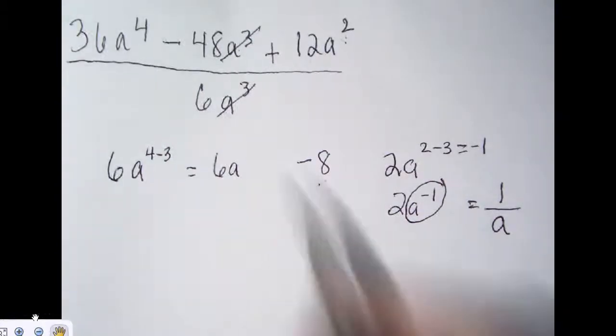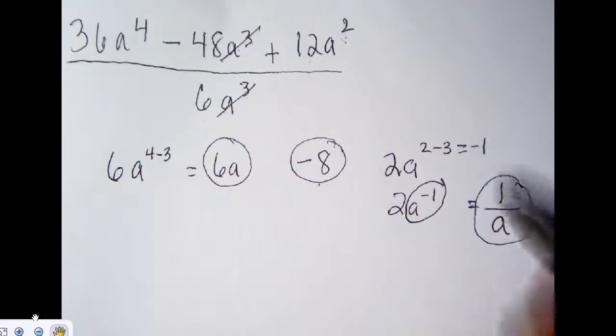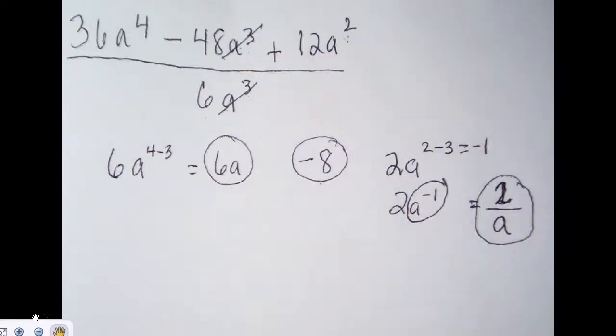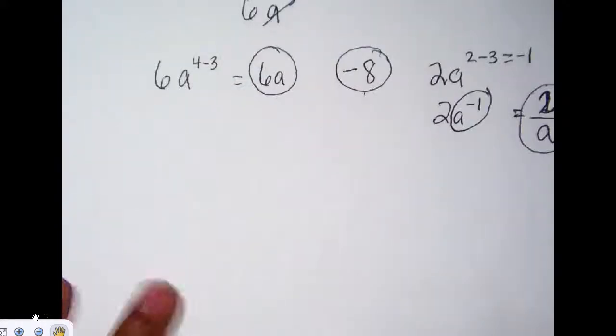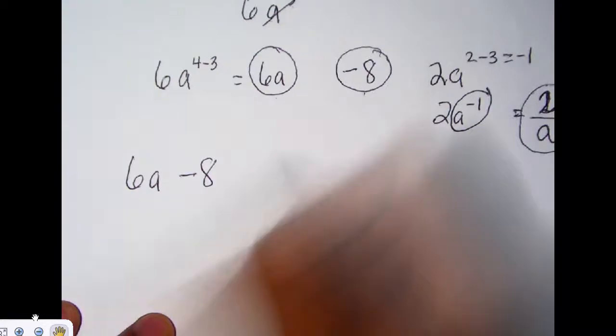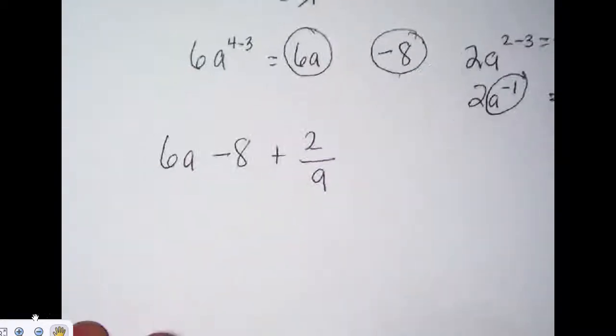Okay, so to clean this up, this came from the first division of the term, this came from the second, and then this one is the third. And of course I'm missing the 2, so there should be a 2 up here. Okay, so let me clean all this up for you. The final answer to this is going to be 6a minus 8, and then we're going to have a positive 2 divided by a. Looks a little funny.